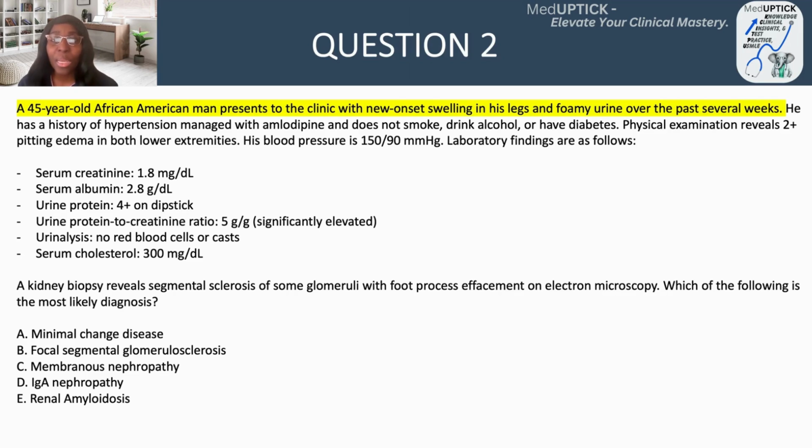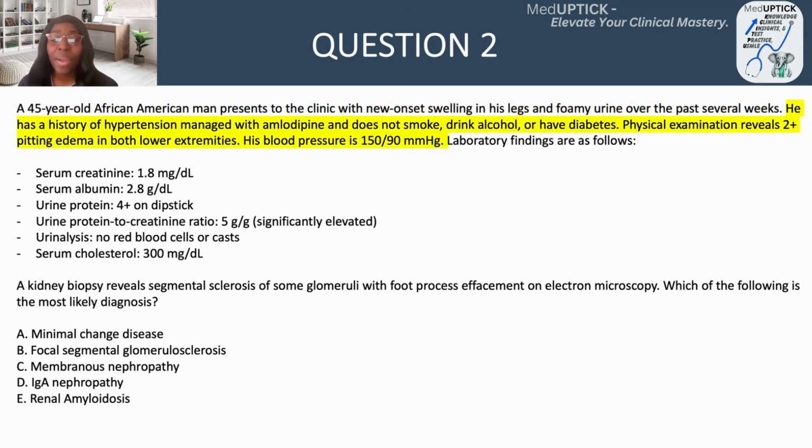Excess proteinuria, indicated by the foamy urine, results in hypoalbuminemia. The diminished serum albumin leads to the patient's new onset lower limb edema due to fluid leaking out of the vasculature, settling in the interstitial tissues, and hyperlipidemia.